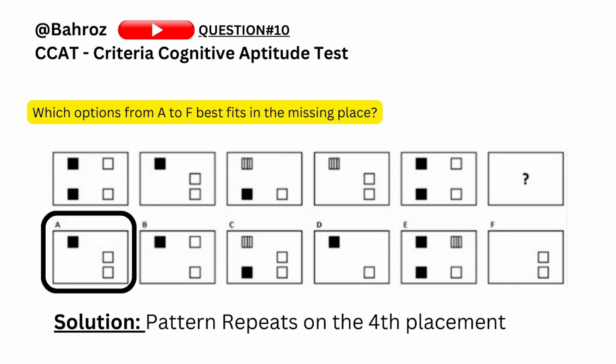Rather, the two black dots and the two white dots in the first shape are repeating in the fourth shape, which means the pattern repeats on the fourth placement. So the question mark one would be A, because the second pattern would be repeated in the question mark placement, or in the placement which we need to fill in, which is the missing place.